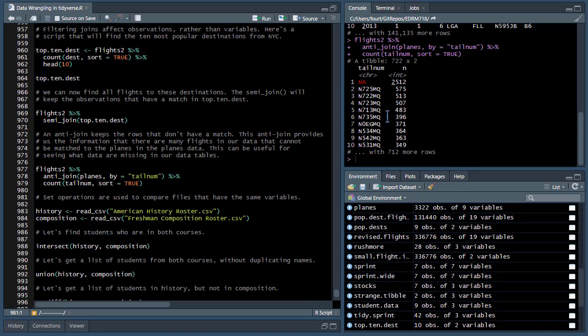And so we found out that there were 722 of them. So we have these tail numbers here, but those tail numbers correspond to tail numbers in the planes data set that we don't have there. And therefore it would suggest to us that we have some data missing from the planes data set because we don't have the information on those planes with that tail number. So anti-join can be very useful for identifying missing data.